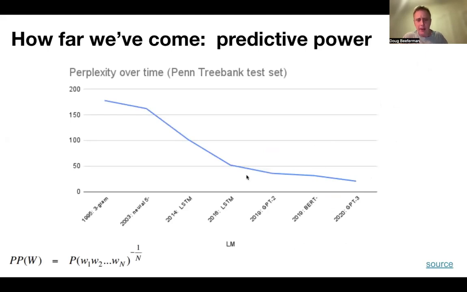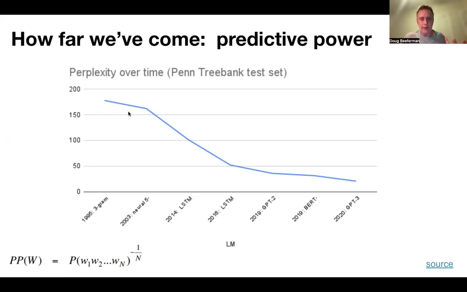So now I just want to end my section and hand it over to Jad by telling you a little bit about how far we've come. One of the main ways of measuring the accuracy of a language model is called perplexity. Perplexity is essentially the entropy, or you can think of it as the number of choices, or the amount of confusion that the language model has at any given moment, averaged over all of the words that it has to predict.